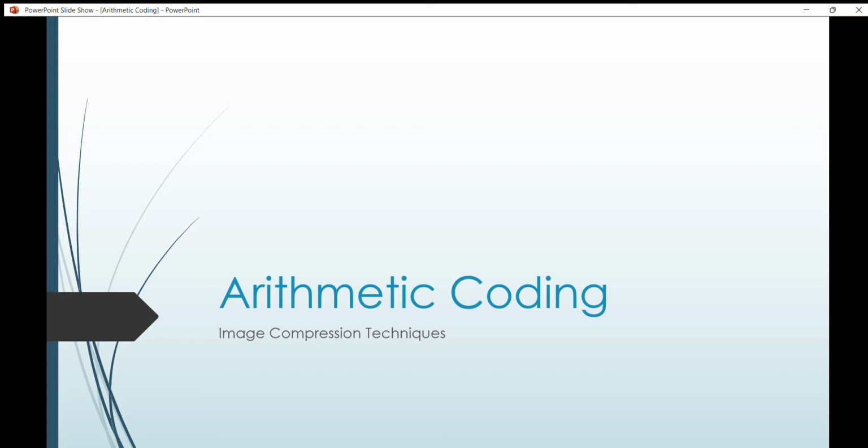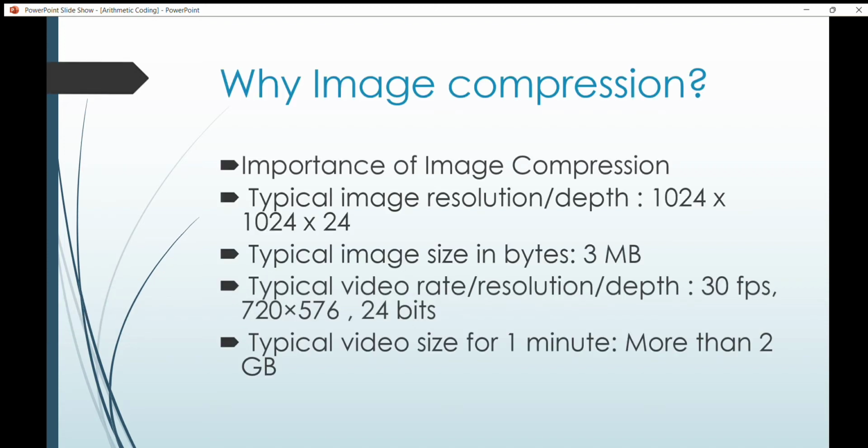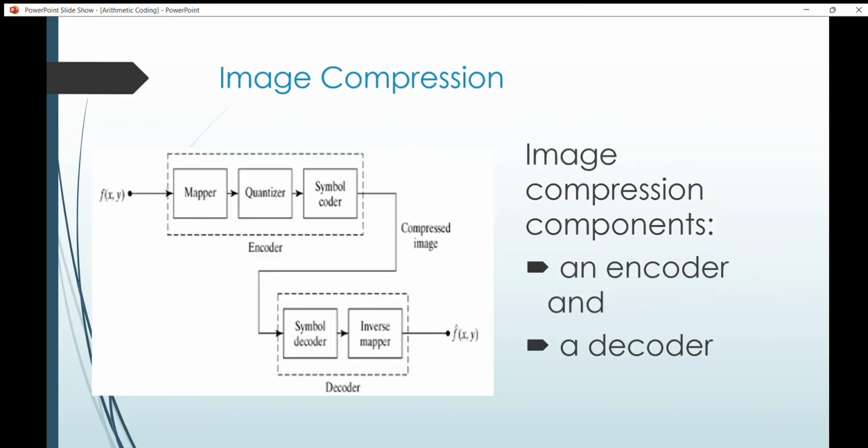Arithmetic coding is one of the methods of image compression. First, let us think about image compression. Why image compression? Consider an image of 1024 x 1024 pixels. To store it, we need around 3 MB, and for a video of similar resolution, we need around 2 GB, which is huge. So, we need to have a proper representation to store it in minimum number of bits without losing the character of the image.